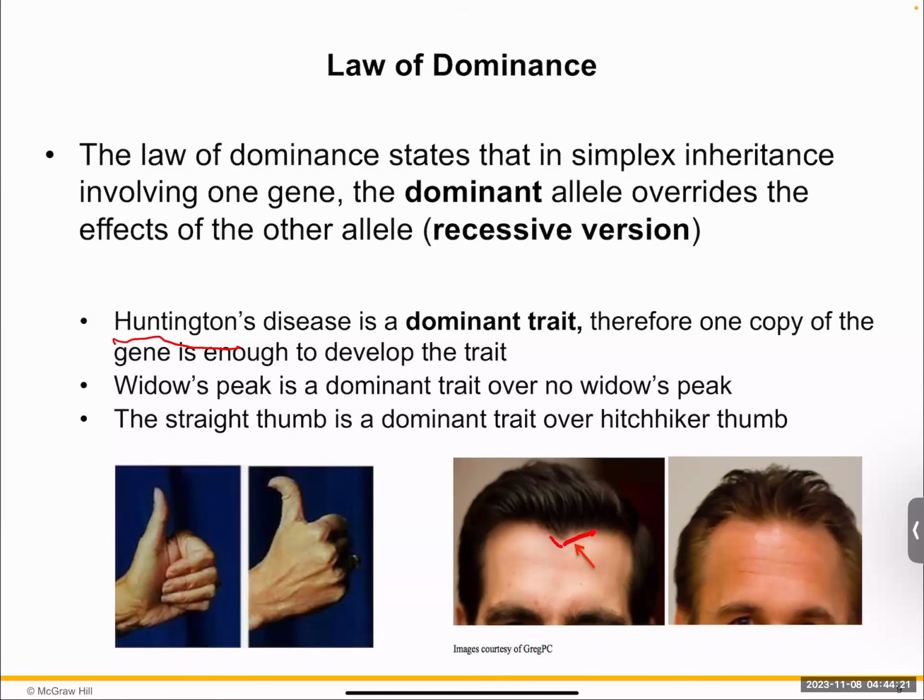We also have what we call widow's peak, which is demonstrated right here. So the presence of widow's peak depends on only one copy of that gene being present to create a pattern. Another example would be the hitchhiker's thumb. So the normal thumb is the dominant pattern, where your thumb is more straight if you're holding it up, and then the hitchhiker thumb would be the recessive gene that basically gets overshadowed. So it's the straight thumb versus the hitchhiker thumb.